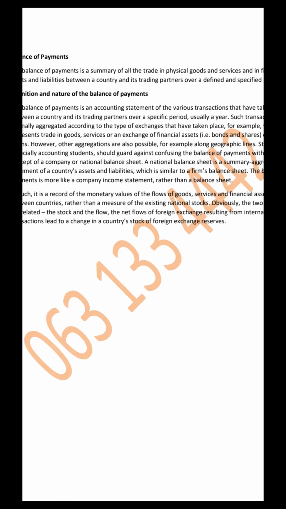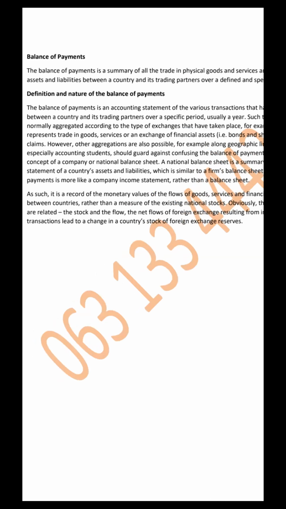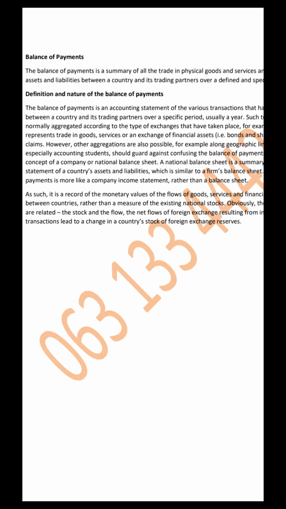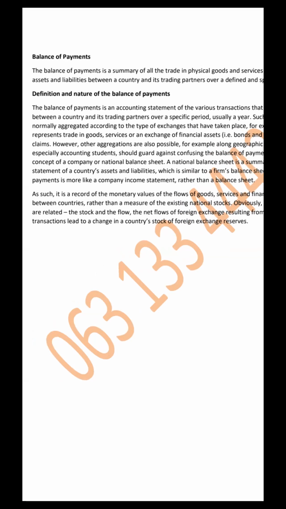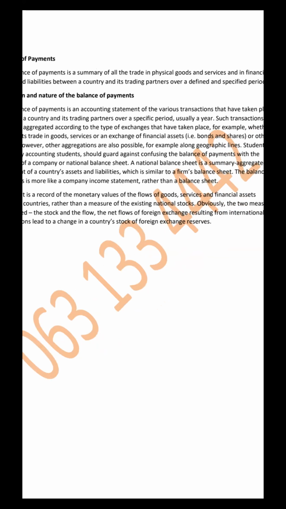And then the other definition: the balance of payments is an accounting statement of the various transactions that have taken place between a country and its trading partners over a specific period, which is usually a year. Such transactions are normally aggregated according to the type of exchanges that have taken place, for example, whether they represent trade in goods, services, or an exchange of financial assets. So we are going to see that when we are dealing with the different components of this balance of payments statement, the different elements that we find there.